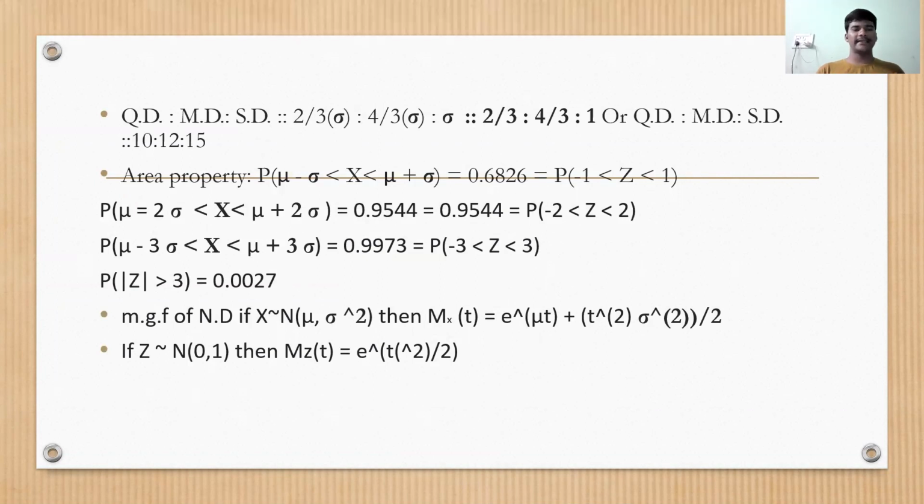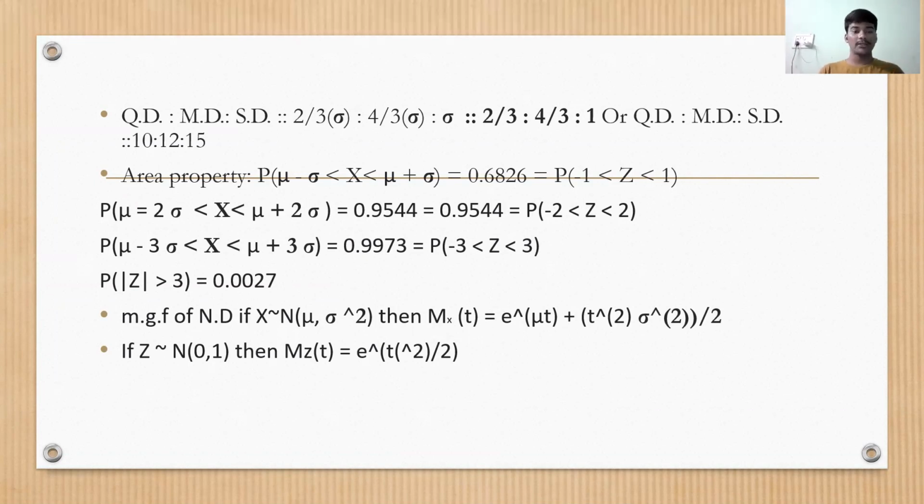Next, QD, MD, SD. These are the terms used for the calculations, and QD is to MD is to SD equal to 2 by 3 sigma is to 4 by 3 sigma is to sigma. The sigma is cancelled as it is common. So 2 by 3 is to 4 by 3 is to 1, or QD is to MD is to SD is equal to 10 is to 12 is to 15. The ratio of QD, MD, SD is 10, 12, 15.